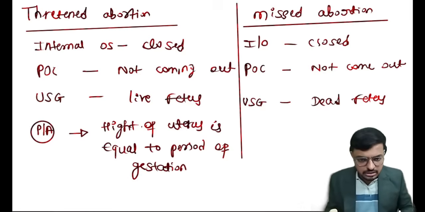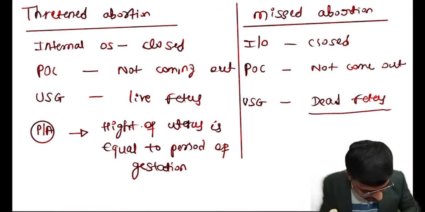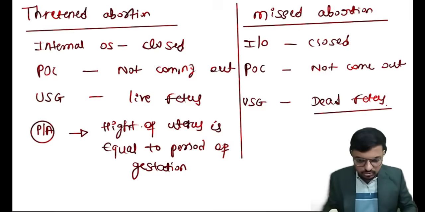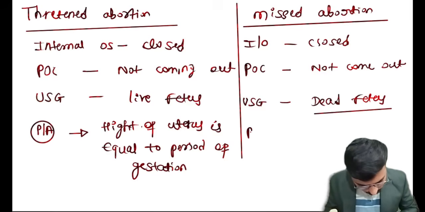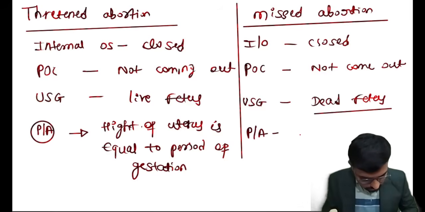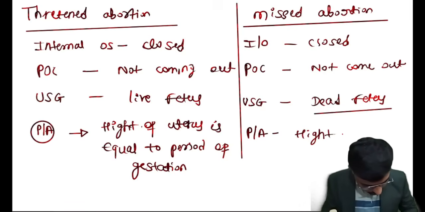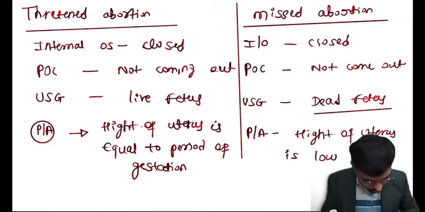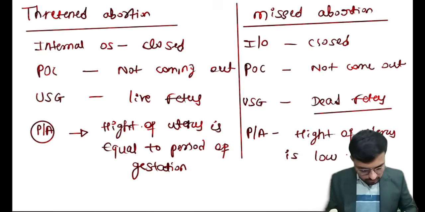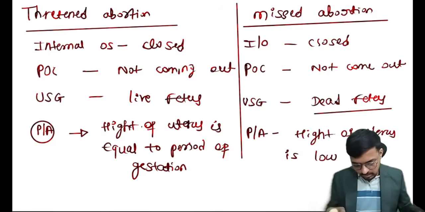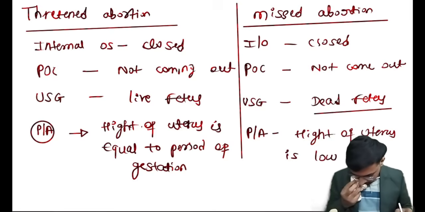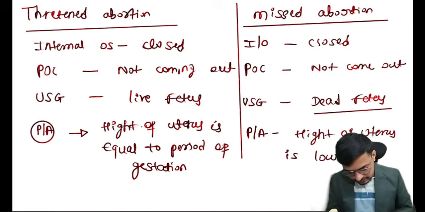And in the missed abortion, the baby is dead, which means there is no growth in the baby. So when we do the per abdominal examination, the height of the uterus is low, not equal to the period of gestation. These things you have to keep in mind. This is how we mainly differentiate between the threatened abortion and the missed abortion. Hope it is clear to every one of you.